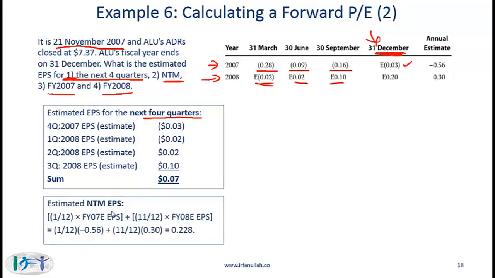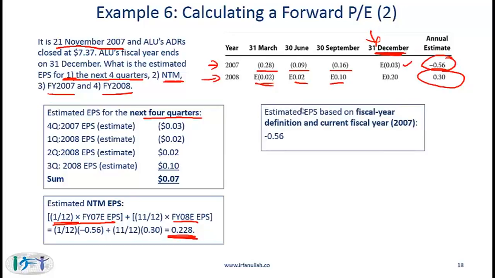Then next 12 months, here is the convention. What you do with next 12 months is, for the current fiscal year, there is just 1 month left. So you take the overall estimate for the full year and multiply that by 1 over 12. Then you take the estimate for the next year and multiply it by 11 over 12. And that gives you a fairly different EPS number.